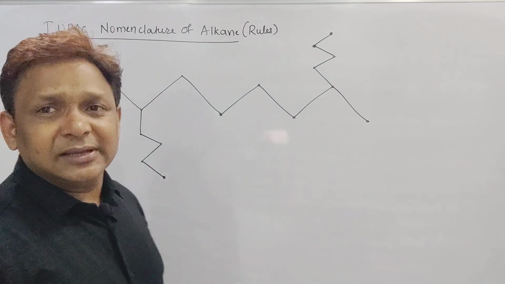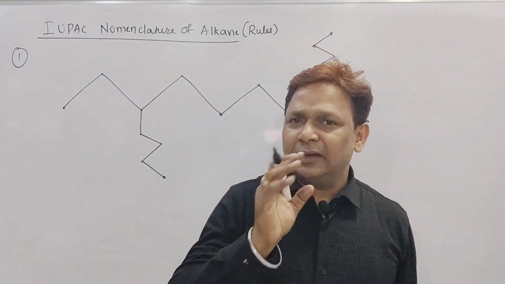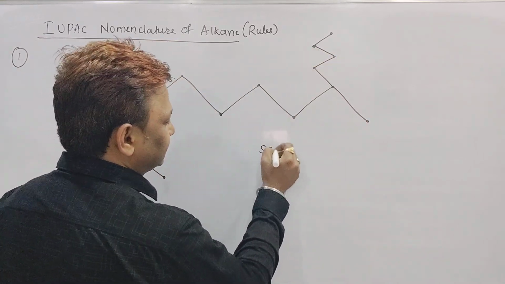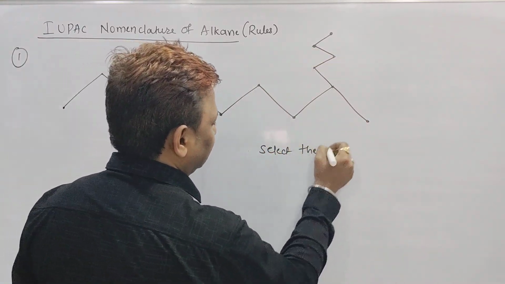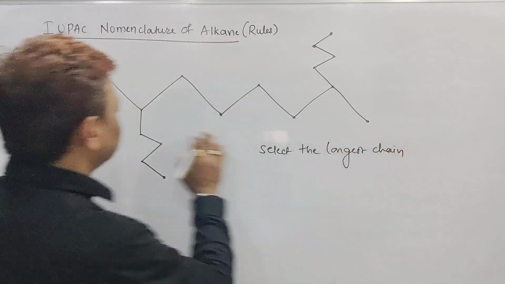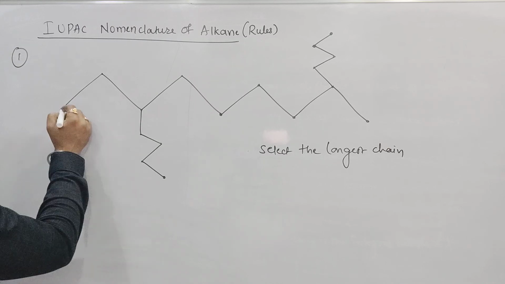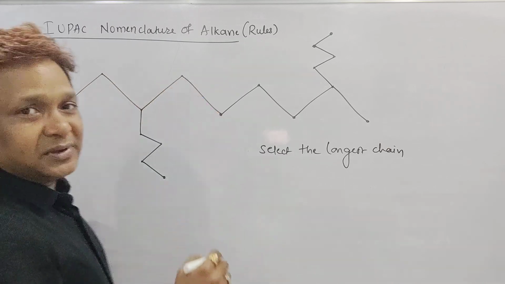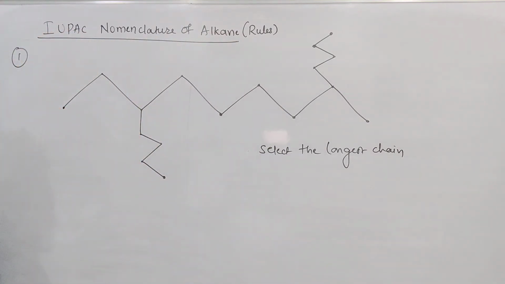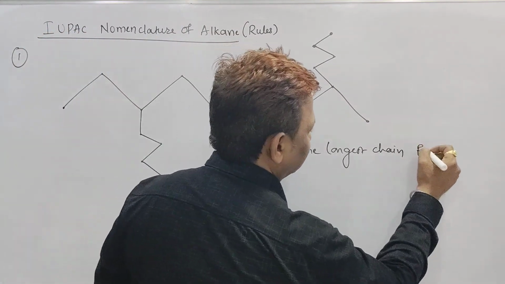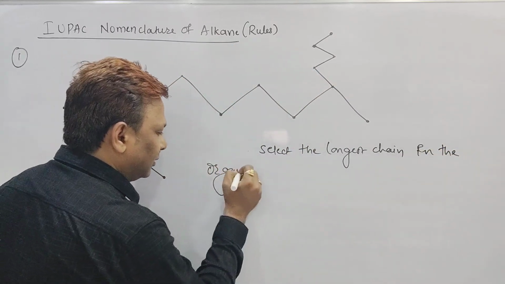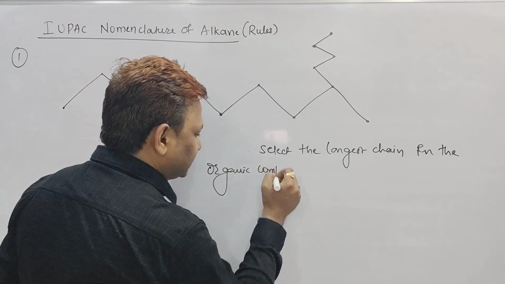But rule number 1 says that we should select the longest possible chain. This is an organic compound, you can see the carbons. This is a bond line formula which I have drawn here. So select the longest chain in the organic compound structure.